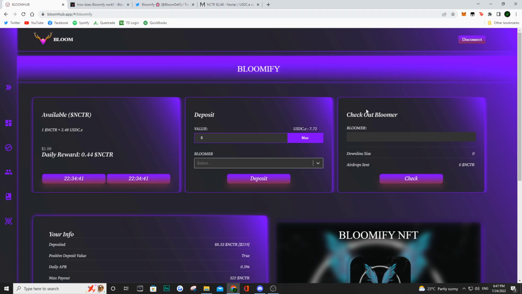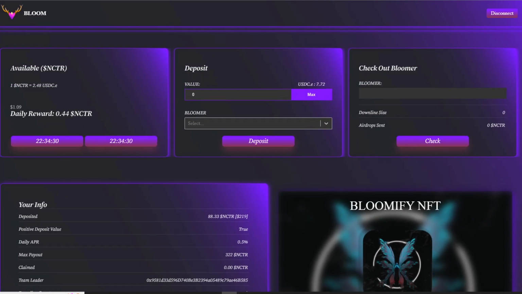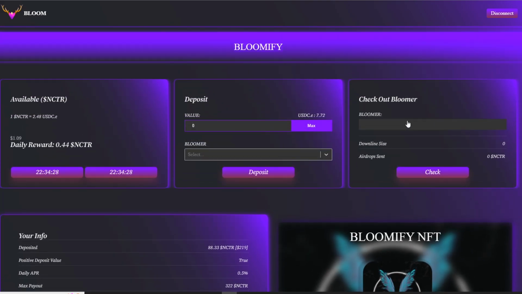This is their dApp on Bloomify. I went ahead and invested about $200 in their Nectar token. That is basically their native token. And the way to do that, they make it very, very simple because you don't need to go onto Trader Joe because this is on Avalanche. You don't need to do any of that. You essentially just come on their dApp, and then if you want to deposit, you would deposit whatever amount you want in here. Let's say I want to put $20.